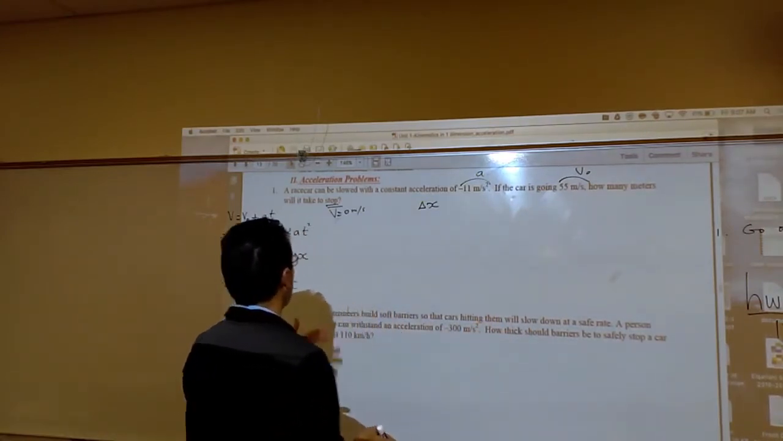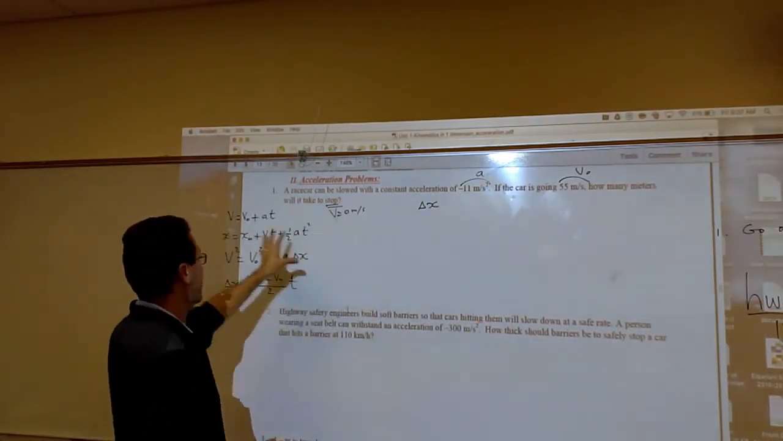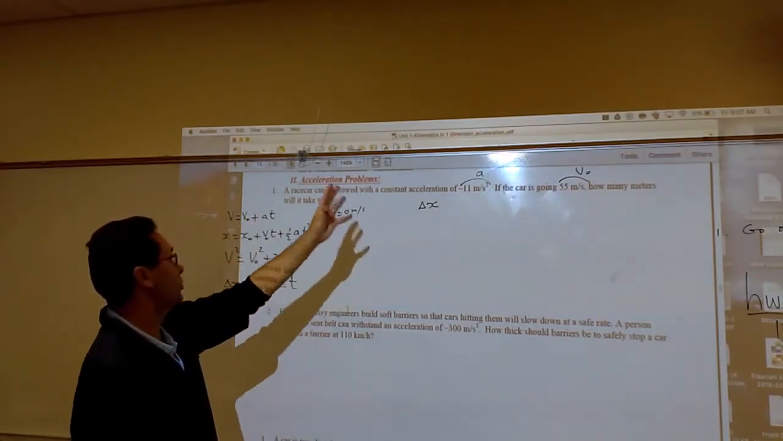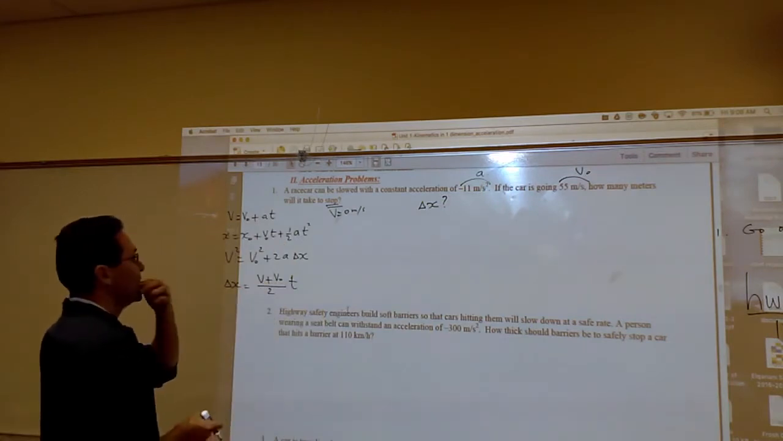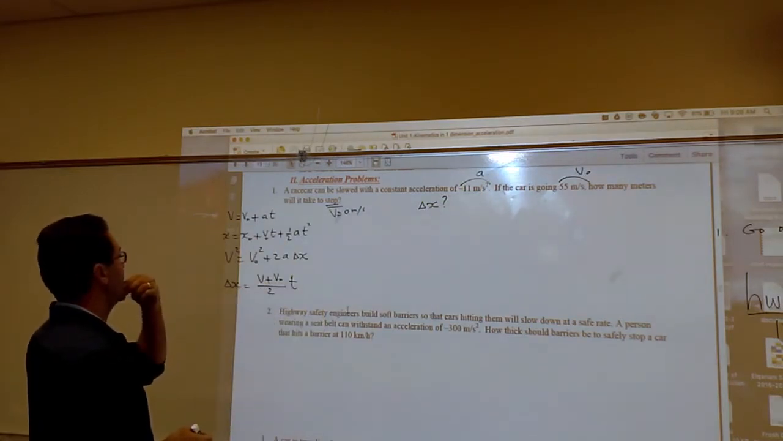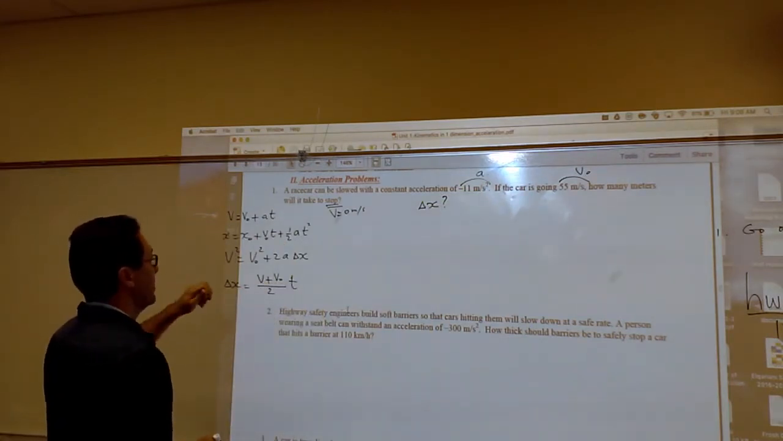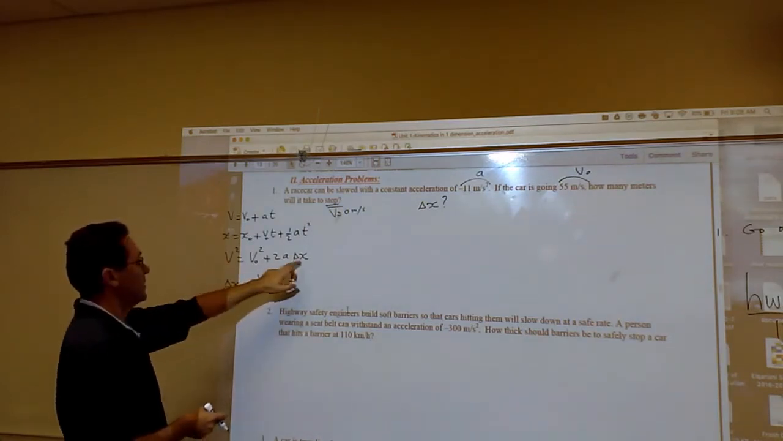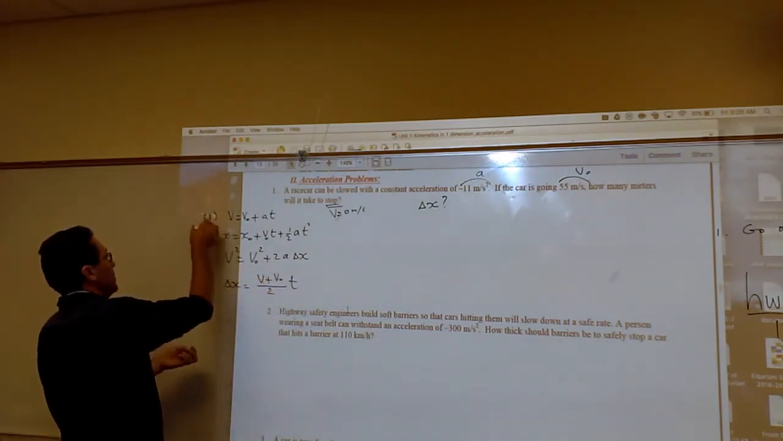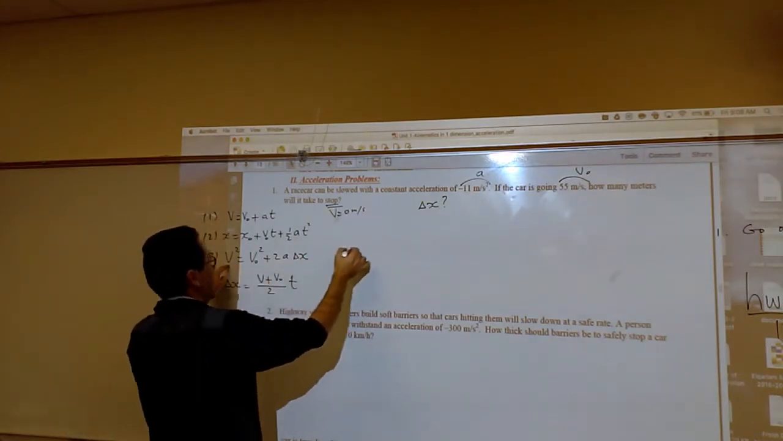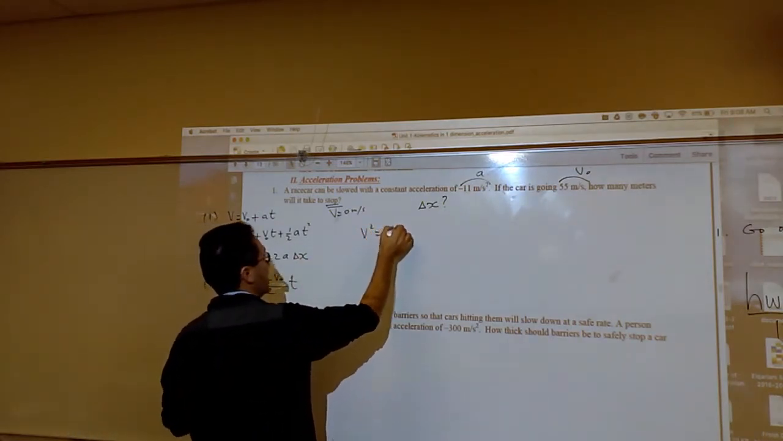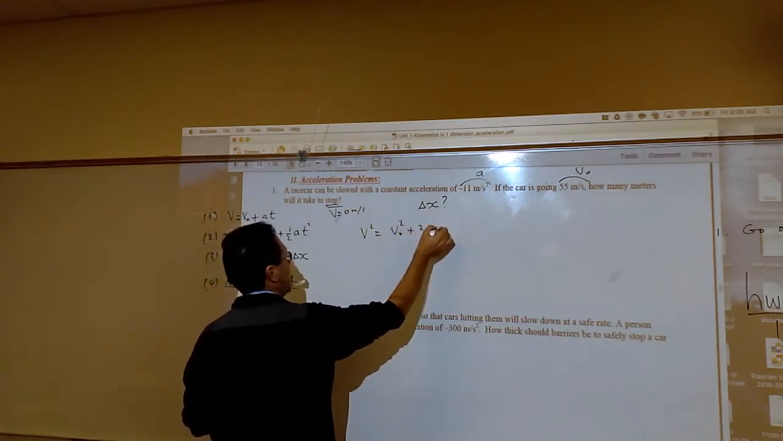So in order to solve this, you just have to figure out which one of these equations links all those four things, because you're looking for this, right? And if I'm looking at this, it looks like it's the one that doesn't talk about time at all. So I will be using the third one. I'll label this 1, 2, 3, and 4. So I'll be using the third one. So I will go v squared equals v0 squared plus 2a delta x.